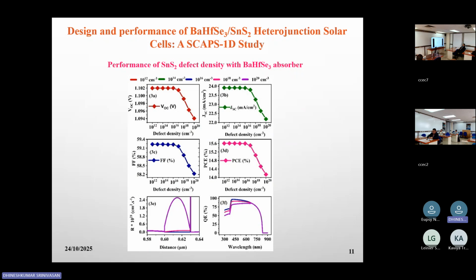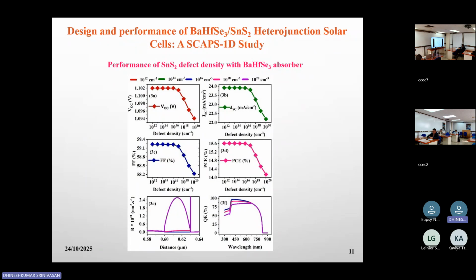This decline is primarily due to the increased number of recombination centers, which trap photo-generated carriers, reducing carrier lifetimes and diffusion length. High defect density also weakens the internal electric field at the buffer absorber interface junction, impeding the electron transport toward the front contact and reducing the charge collection efficiency.